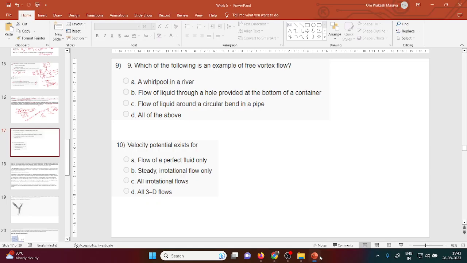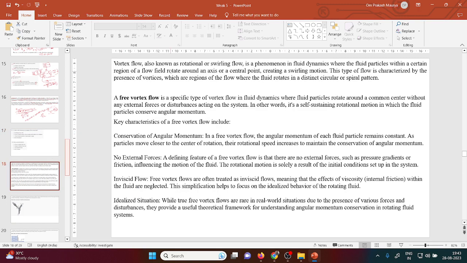Okay, now I want to explain. So basically, what is vortex flow and all? Let's move on to the next slide. Is the slide visible to all of you? Yes, sir, very clear. Okay. So what is vortex flow?